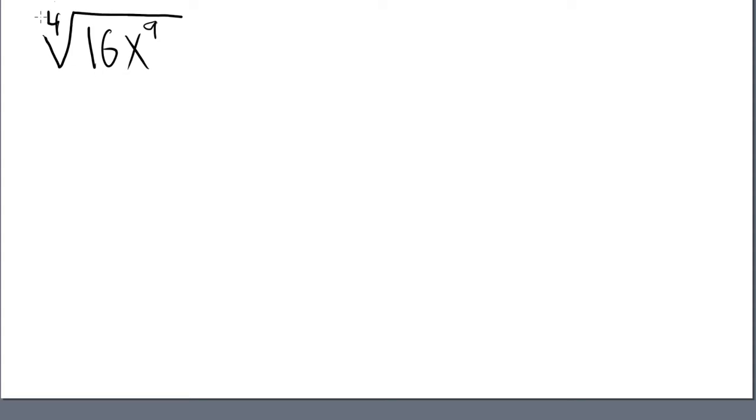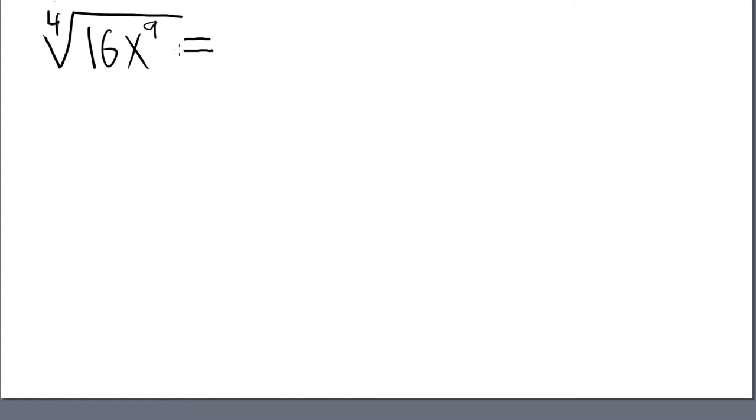If you have a radical of degree 4, you're going to be looking for groups of 4 in your prime factorization, because remember, to simplify these radicals, you should break them down into their prime factorization. Well, what does that mean? It means what prime numbers multiply together to get 16.